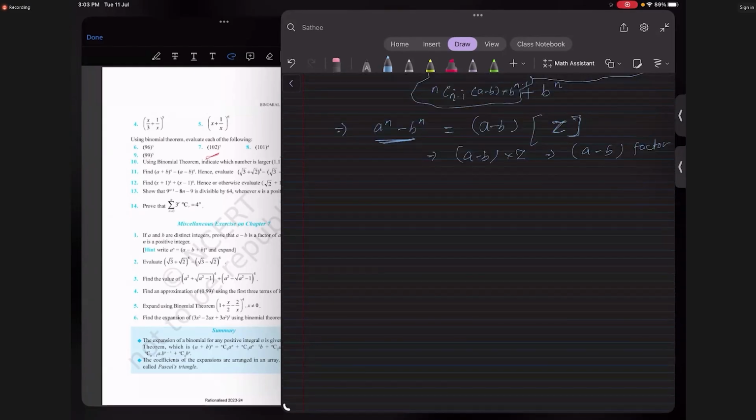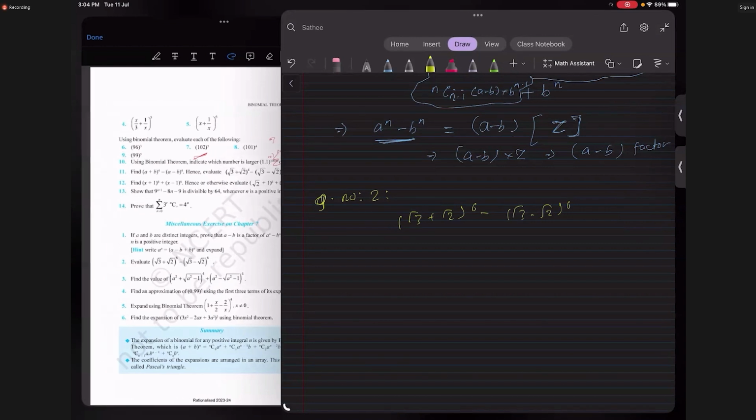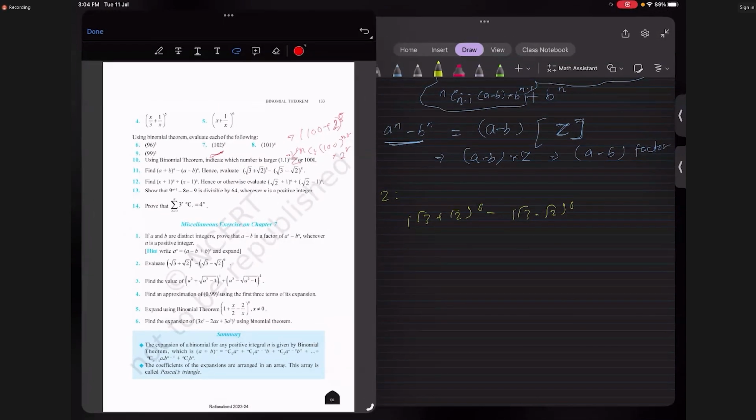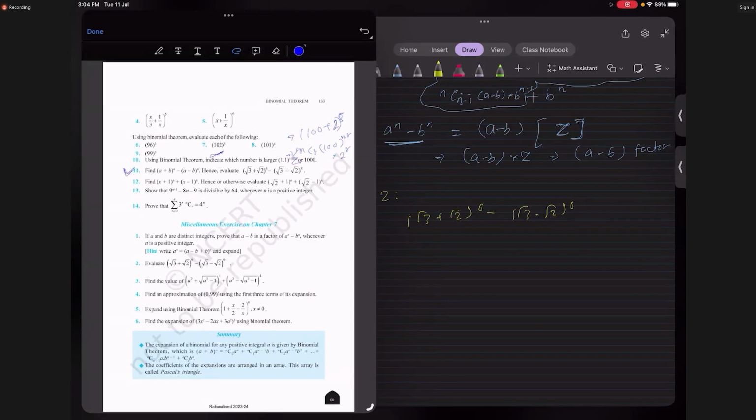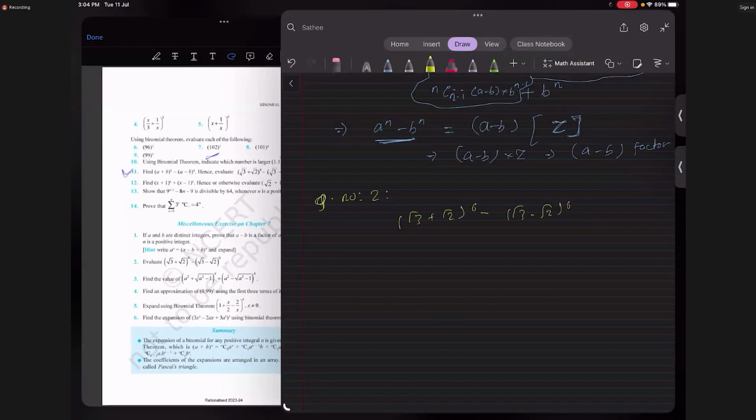So if we see the next question, that is question number 2: (root 3 plus root 2) to the power 6 minus (root 3 minus root 2) to the power 6. Like we had evaluated this part above. If you see the question number 11 as well, the only difference is that there are two additional terms in this part. The exponent is 6, whereas the exponent there was 4. So you can do this by the above method.